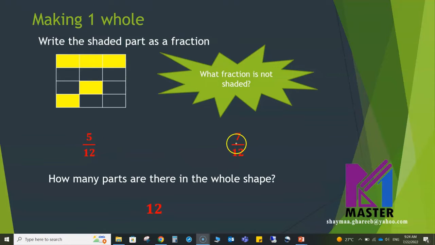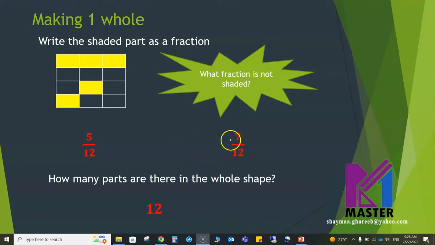5 plus 7 equals 12, and they both form the whole shape. So if I add the shaded parts to the unshaded parts, I will get 1 whole. 7 twelfths and 5 twelfths. The total number of parts will be 12 twelfths, which is 1 whole. Okay, do you understand this?